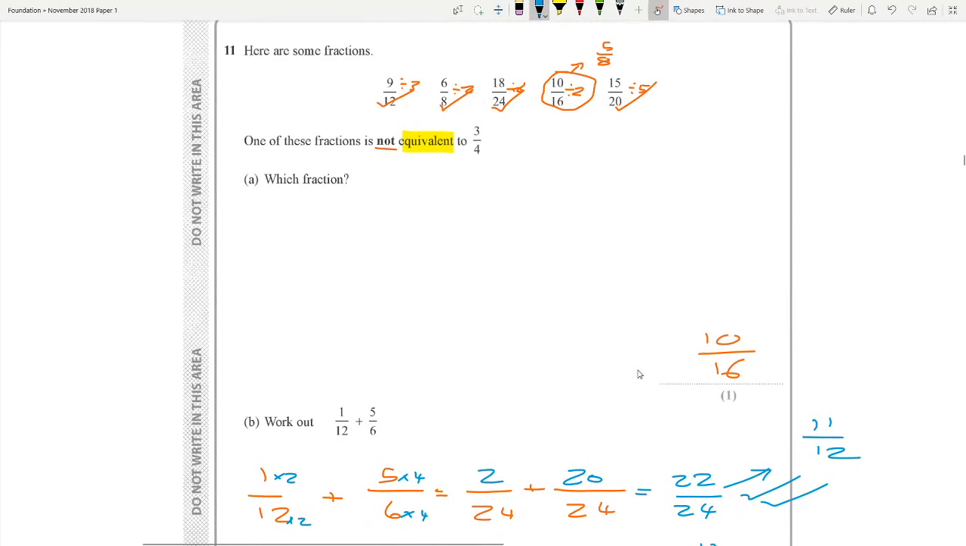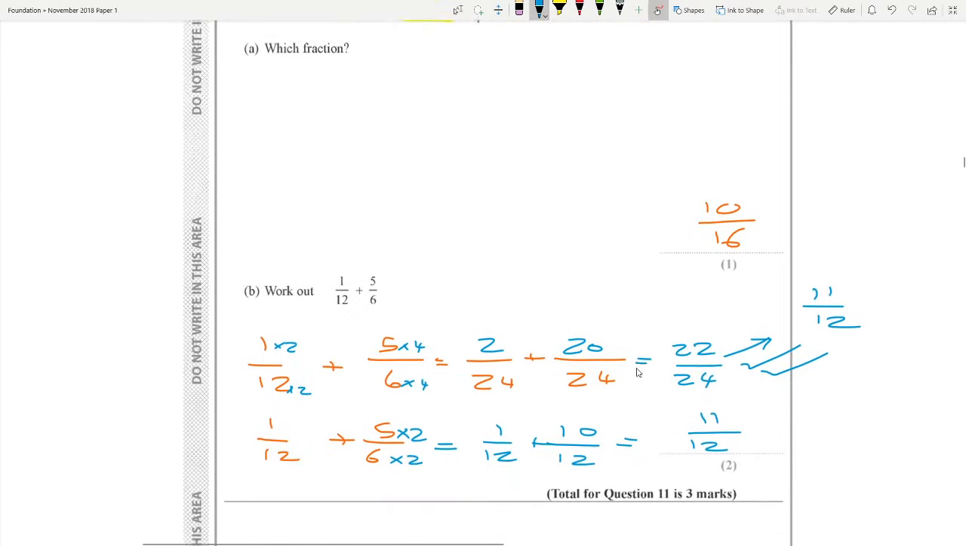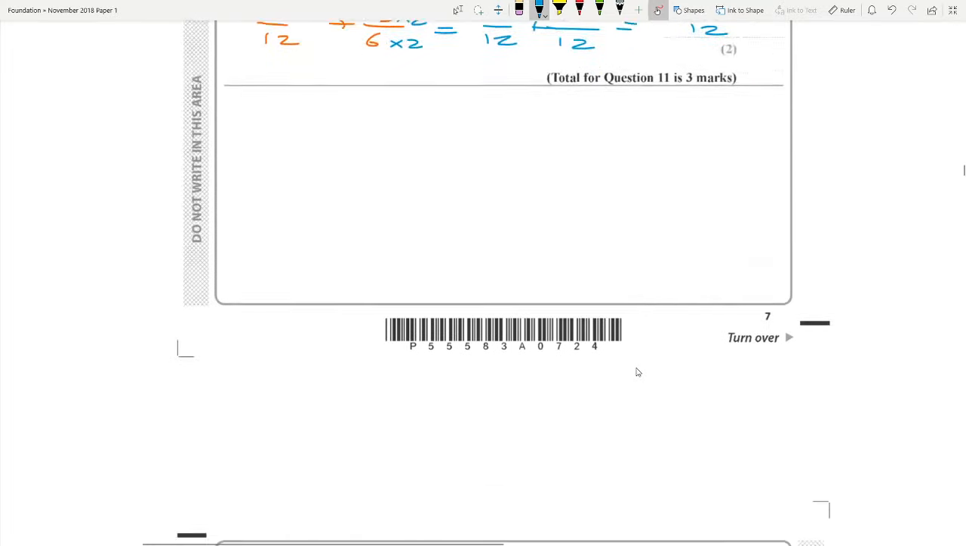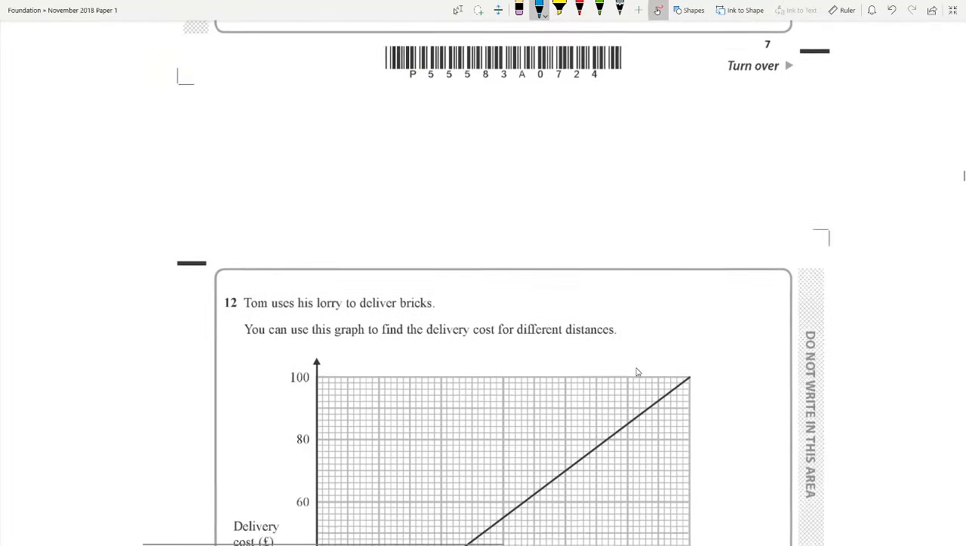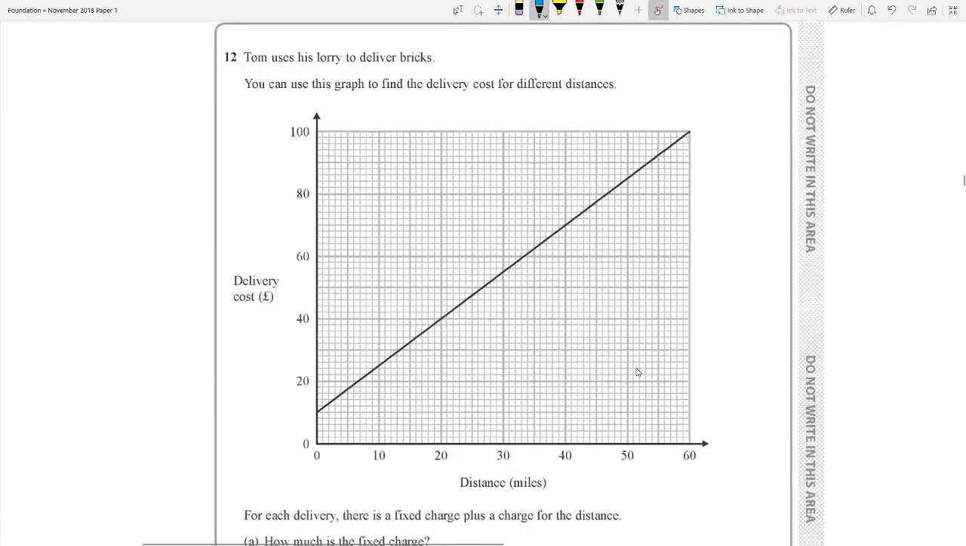Before we move on to question 12. Okay, if not, then going straight into number 12.